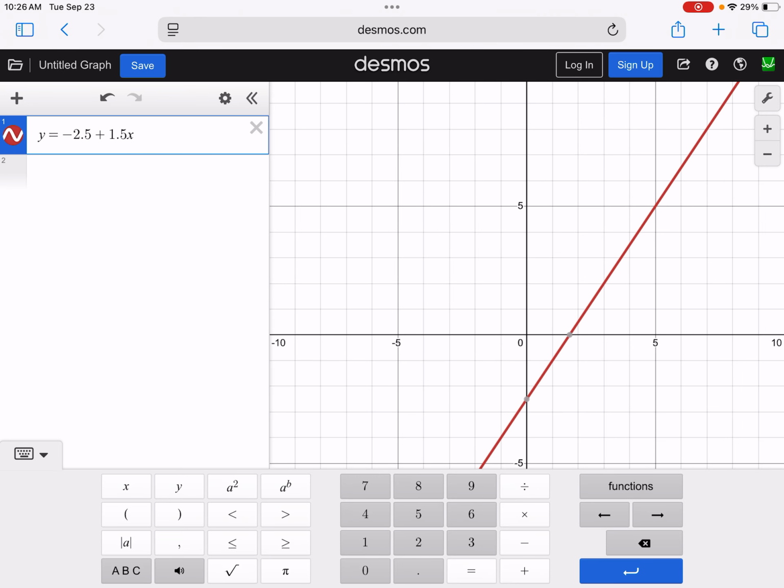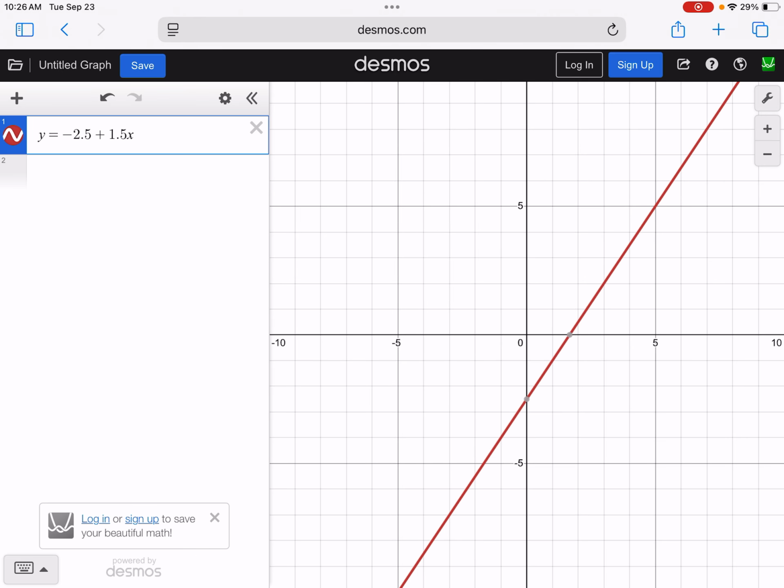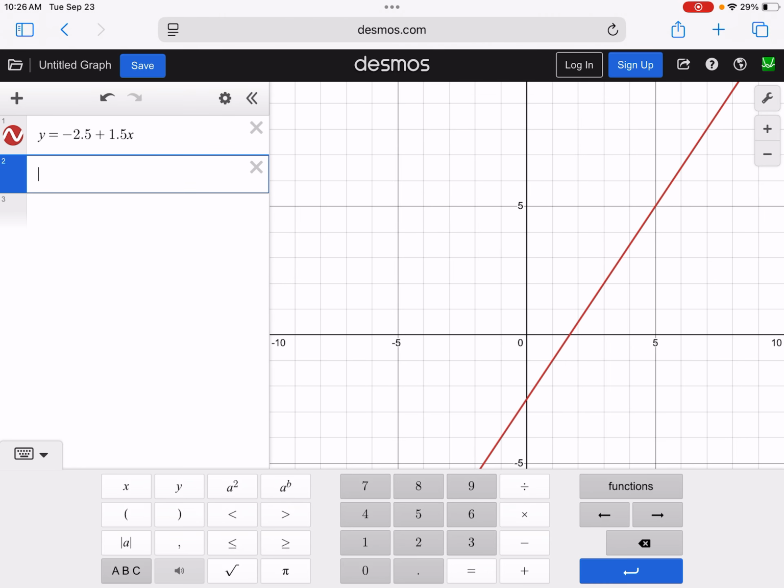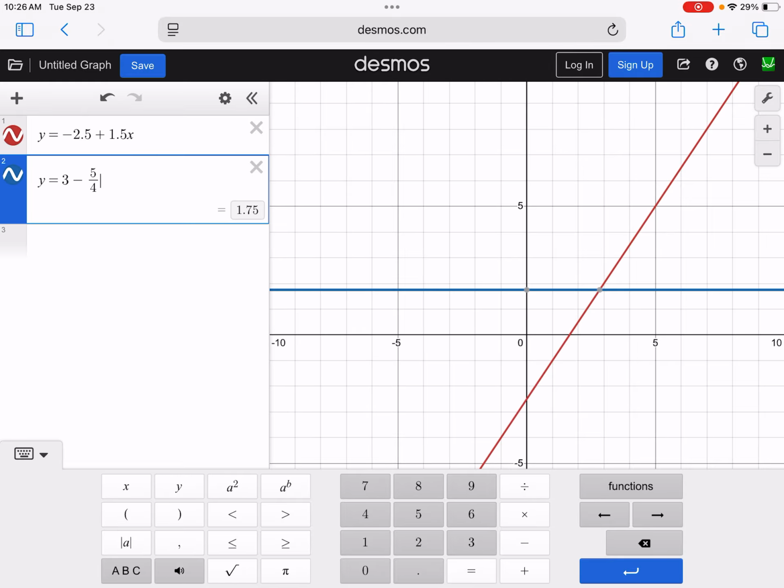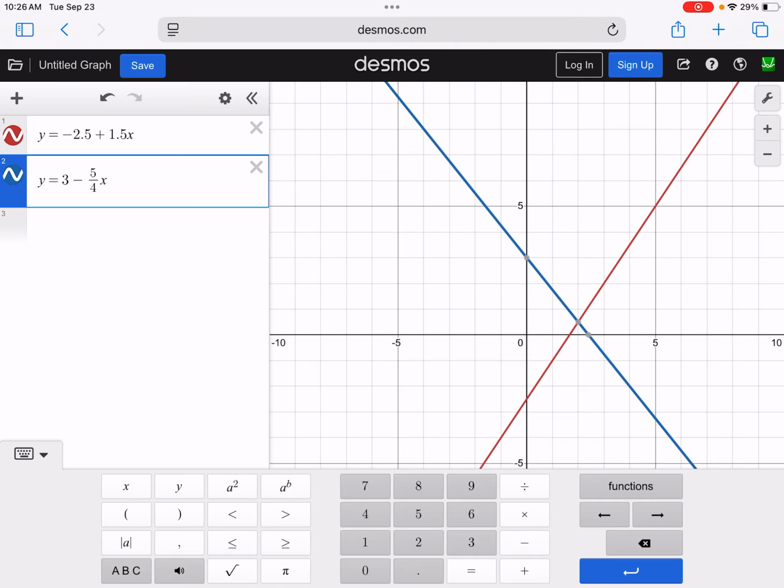Now let's graph the second line, and the second line is y equals to 12 divided by 4, that is 3, minus 5 divided by 4, then x. So this is our second, okay?